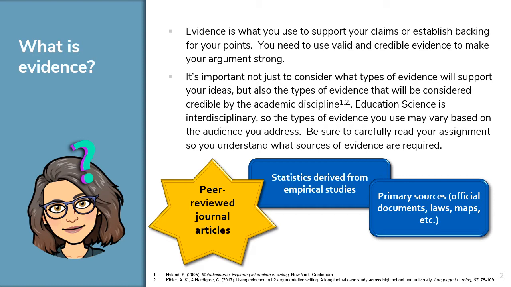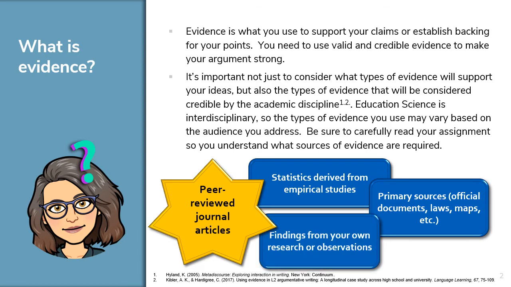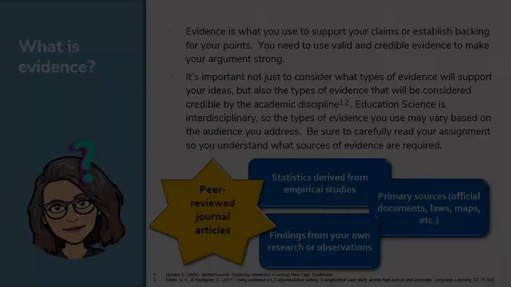Additional sources also include primary sources. If you're, for example, looking at official documents, laws, maps, these are all primary sources that you can use as sources for evidence. And finally, an additional type of source of evidence could be findings from your own research, or they could be observations that you make. So taken together, evidence can take a variety of forms, and you really want to be careful that you read your assignments carefully so that you can fulfill the demands of that assignment and use appropriate evidence.